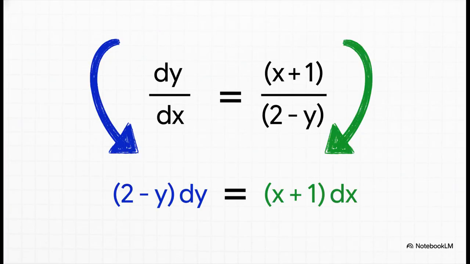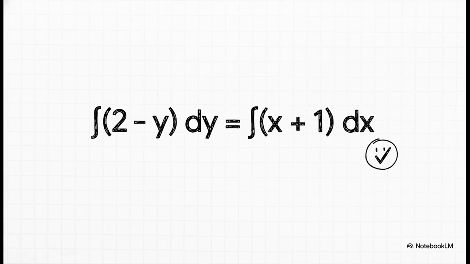Okay, let's start with steps 1 and 2, separation. We need all the y terms on one side and all the x terms on the other. It's just a simple cross multiplication. The 2 minus y goes to the left with dy, and the dx goes to the right with x plus 1. And just like that, the variables are separated. Easy peasy.